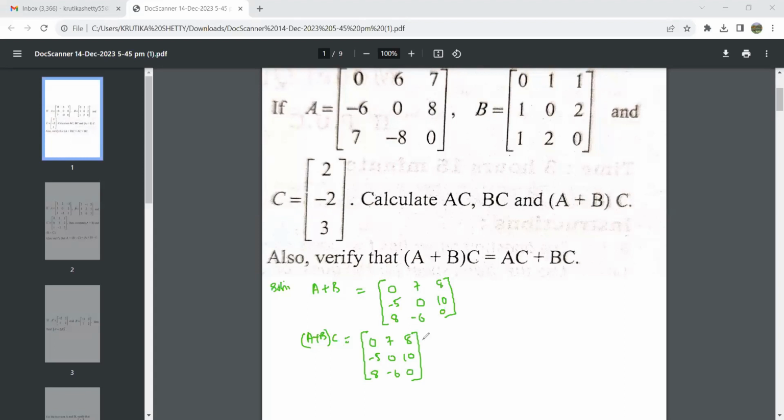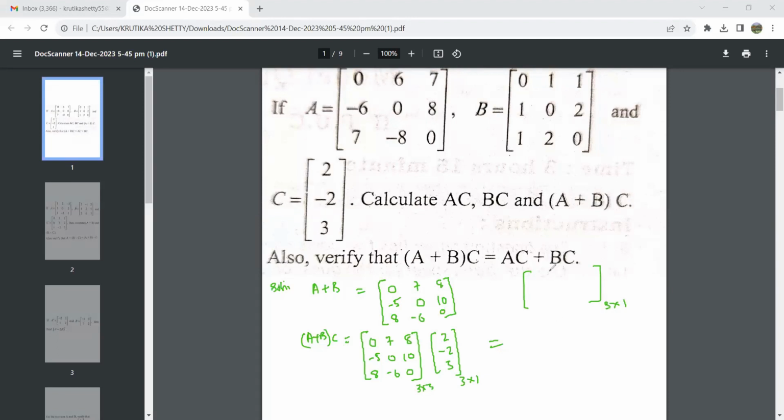Next, what we need to do is multiply this with matrix C. The C matrix is 2, minus 2 and 3. Those who don't know multiplication, first use the RC rule and see how many elements we need to get here. The order here is 3 cross 3 and here it is 3 cross 1. So the new matrix will have the order 3 cross 1, meaning it will have 3 rows and 1 column.